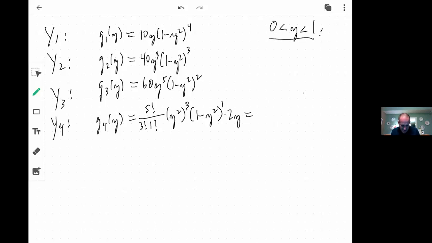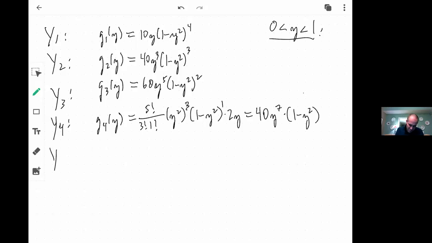Okay, so what is this? Well, let's see here. We're going to have 5 times 4 divided by 3 factorial, which is 20, times 2, which is 40. Okay, y to the 7th times 1 minus y squared.